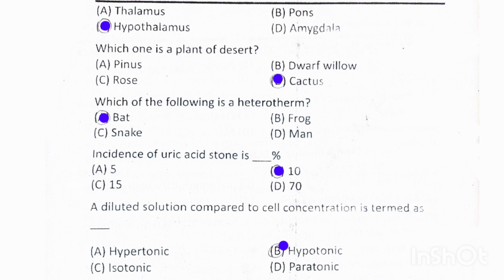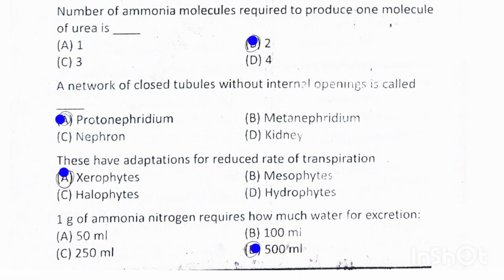A dilute solution compared to cell concentration is termed hypotonic. Number of ammonia molecules required to produce one molecule of urea is 2. A network of closed tubules without internal opening is protonephridium. These have adaptations for reduced rate of transpiration: xerophytes. 1 gram of ammonia nitrogen requires how much water for excretion?